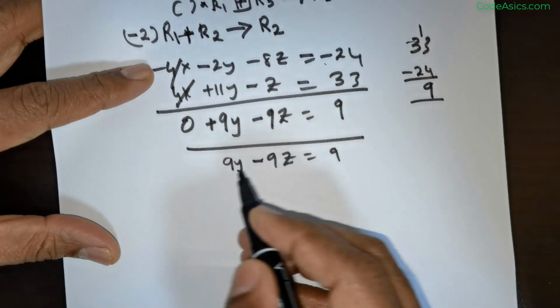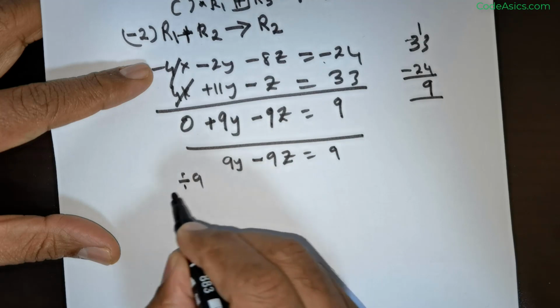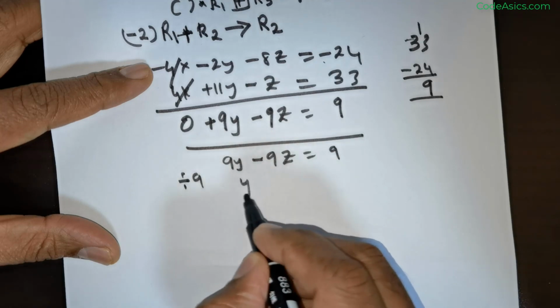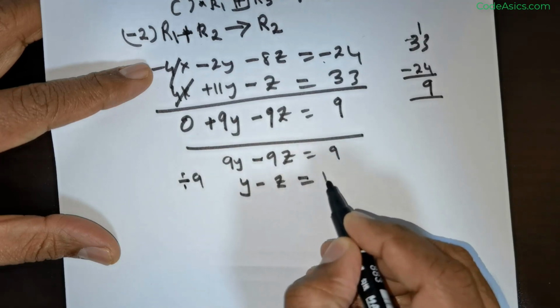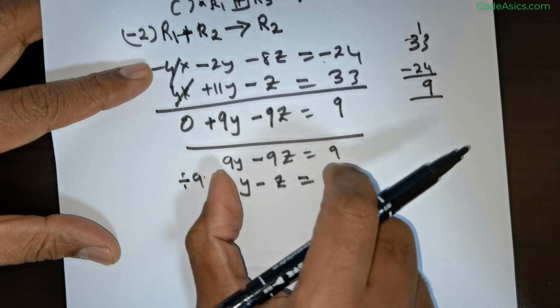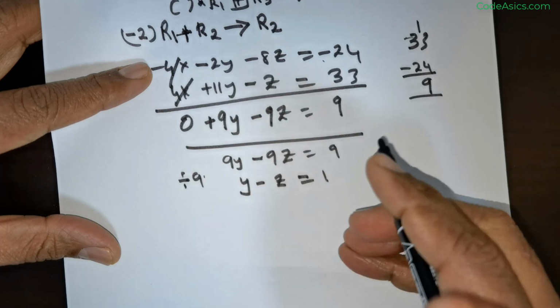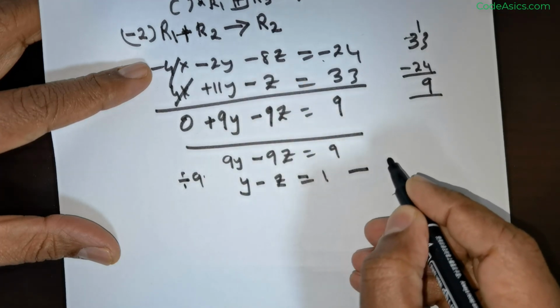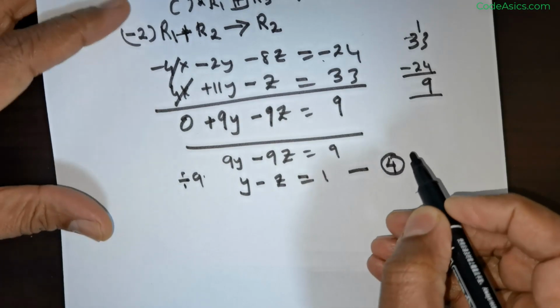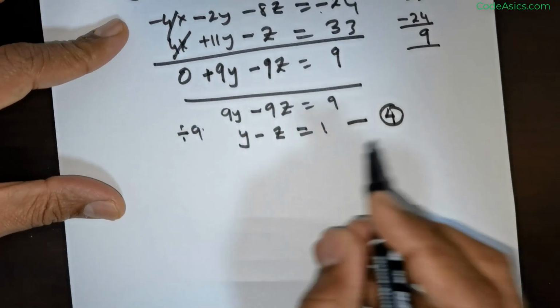Now clearly I see 9, 9, 9, so I can divide throughout by 9, and that would give me y - z = 1. It will not always happen like this, but when it does, make sure to reduce the equation, and then write the equation's number. Since I have named the equations 1, 2, 3, this is going to be my equation 4.